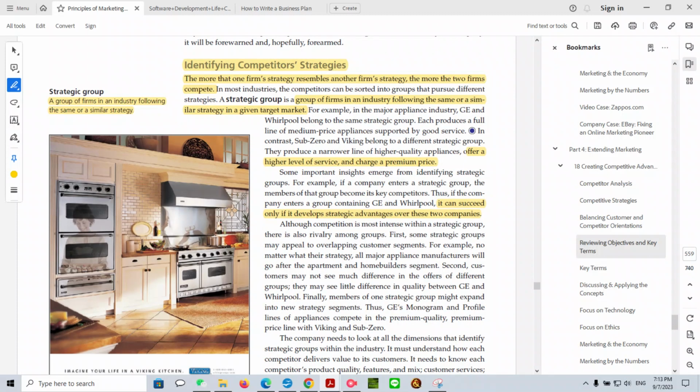Although competition is most intense within the strategic group, there's also rivalry among groups. First, some strategic groups may appeal to overlapping customer segments. And now let me ask you this. I'm going to try to do this with the rest of our videos because we've talked so much about principles. I want you to think for a moment before I give you the answer. How does it happen that you have overlapping customer segments?